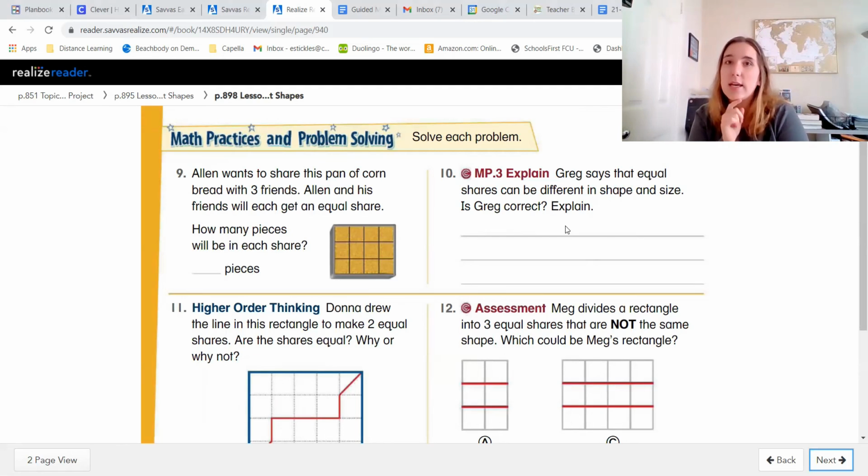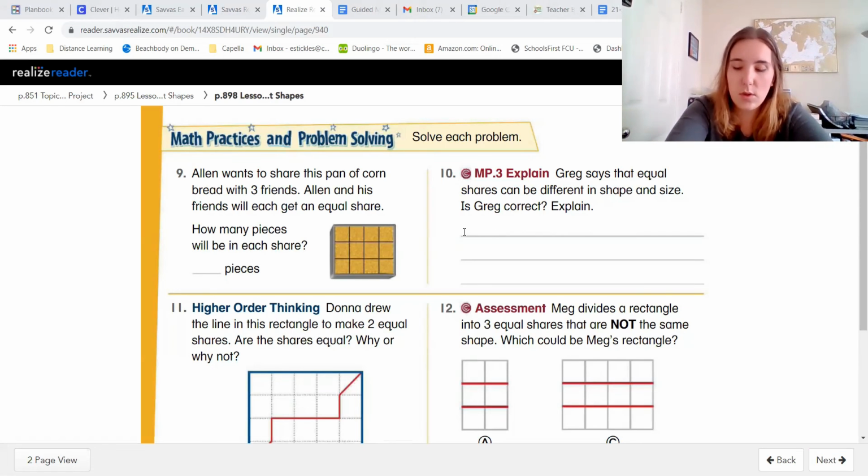But can they be different sizes? Are they still equal if they're different sizes? They're not equal if they're different sizes, are they? Because then they're not the same amount. So I'm going to say no.